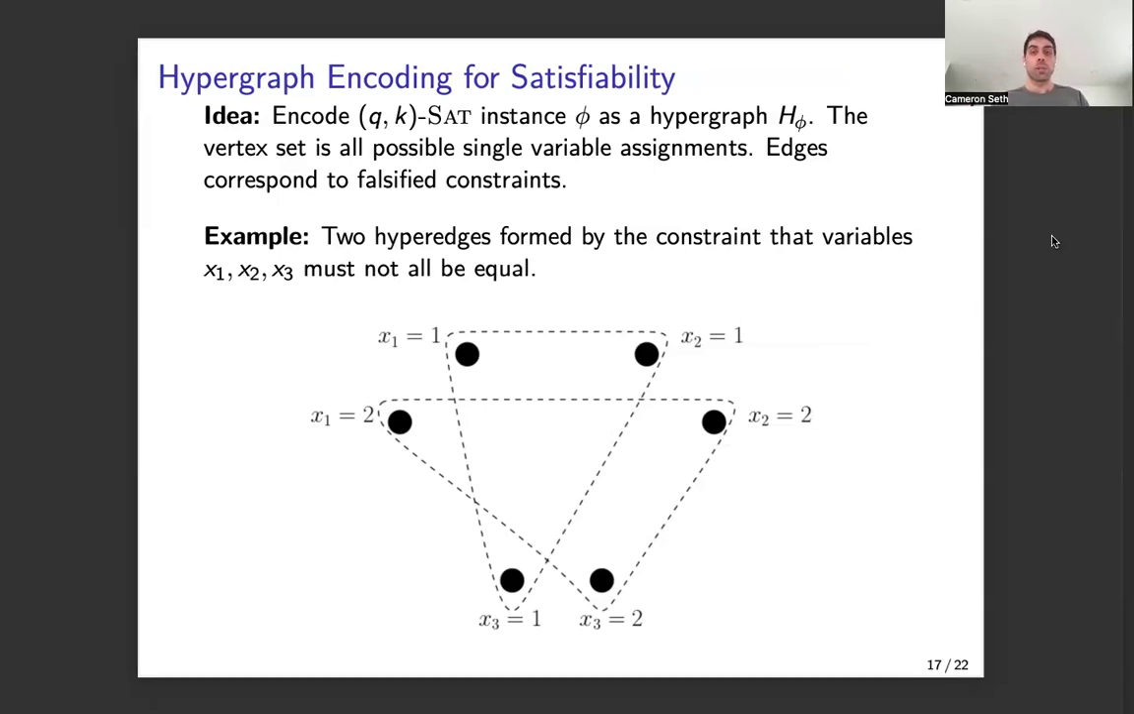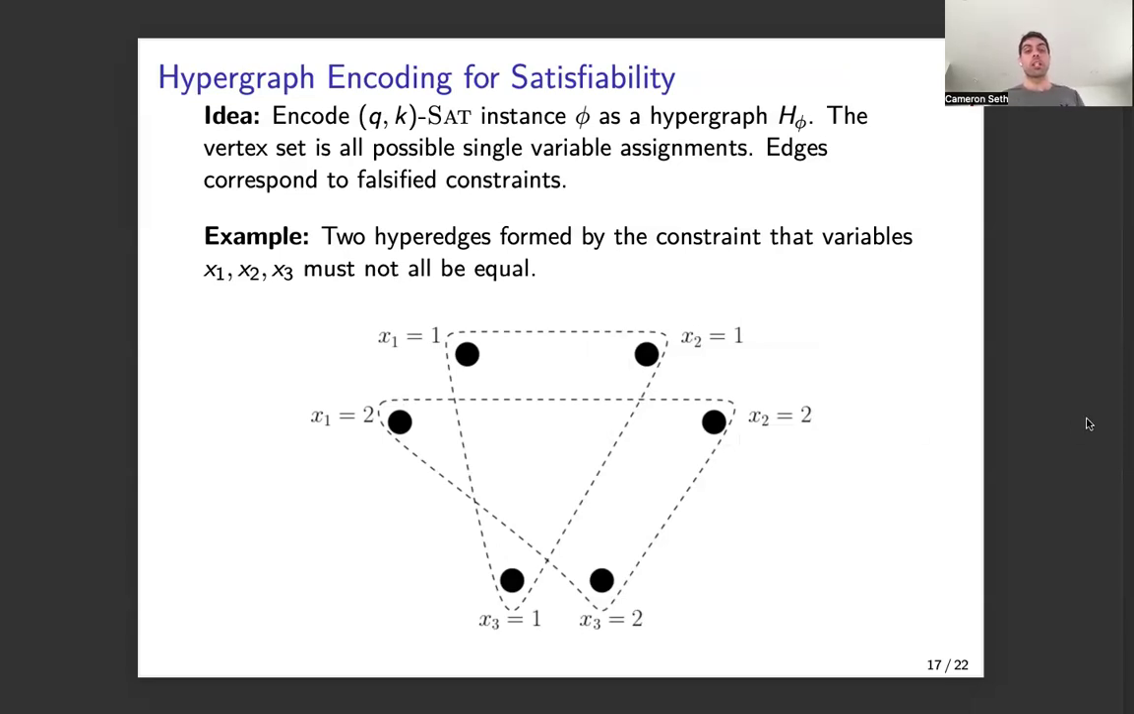For example, suppose we have these three variables, x1, x2, and x3, and we have a constraint that says they must not all be equal. So if they're all equal, the constraint evaluates to false. Then how would we construct this hypergraph? Well, we add vertices for every possible single variable assignment. And then any time an assignment falsifies the constraint, we add an edge. So for example, if x1 equals 1, x2 equals 1, and x3 equals 1, then this would evaluate to false with the constraint, so we add a hyperedge. And same thing if all three values are equal to 2.